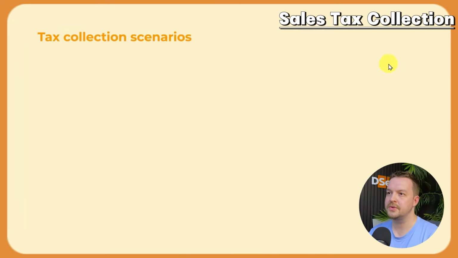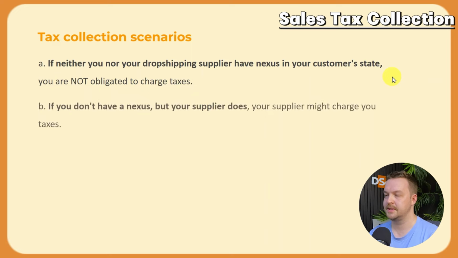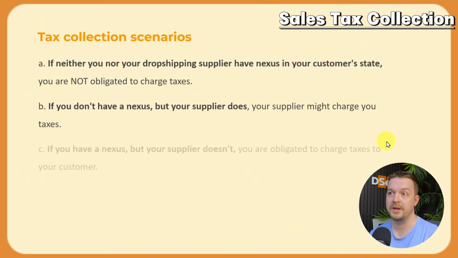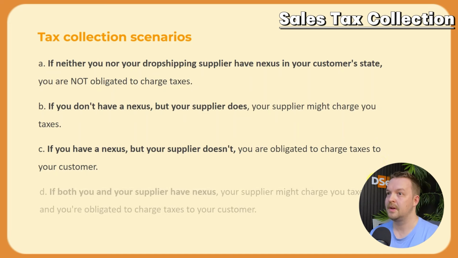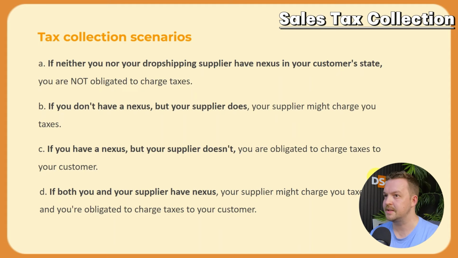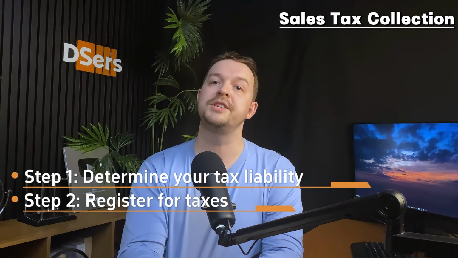Let's see the different scenarios you may face in tax collection. A. If neither you nor your dropshipping supplier have nexus in your customer's state, you are not obligated to charge taxes. B. If you don't have a nexus, but your supplier does, your supplier might charge you taxes. C. If you have a nexus, but your supplier doesn't, you are obligated to charge taxes to your customer. D. If both you and your suppliers have nexus, your supplier might charge you taxes, and you're obligated to charge taxes to your customers.